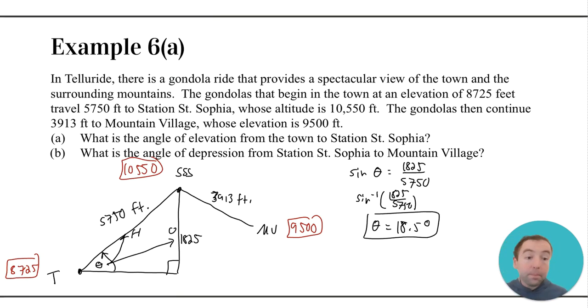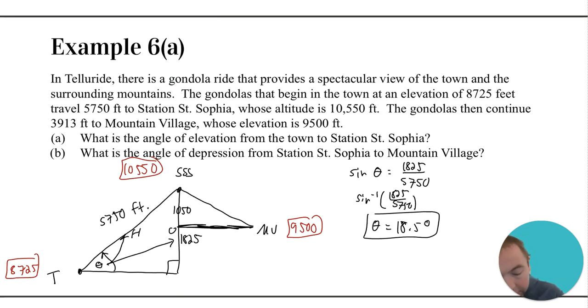Okay. All right, and then if we go to the angle of depression from SSS to Mountain Village, we'll have to make a smaller triangle here because we don't go down all the way to the level of elevation that Telluride is at. We only go down to 9,500 feet of elevation. So from a change of 10,550 to 9,500, that is a 1,050 feet change in elevation. And then we also know that diagonal distance. So we should be able to find the angle of depression here.